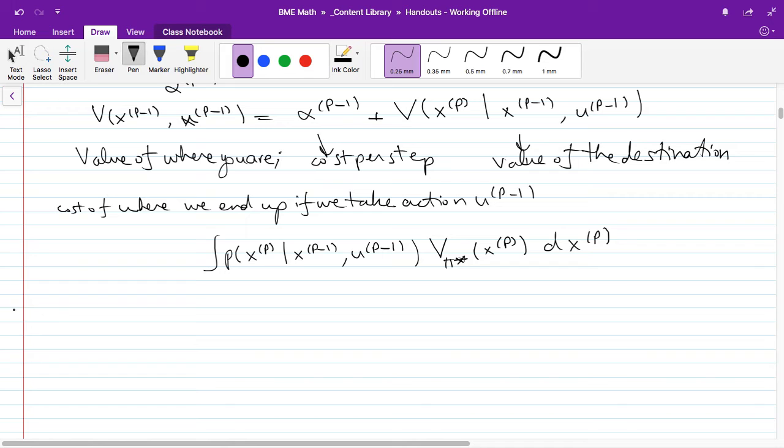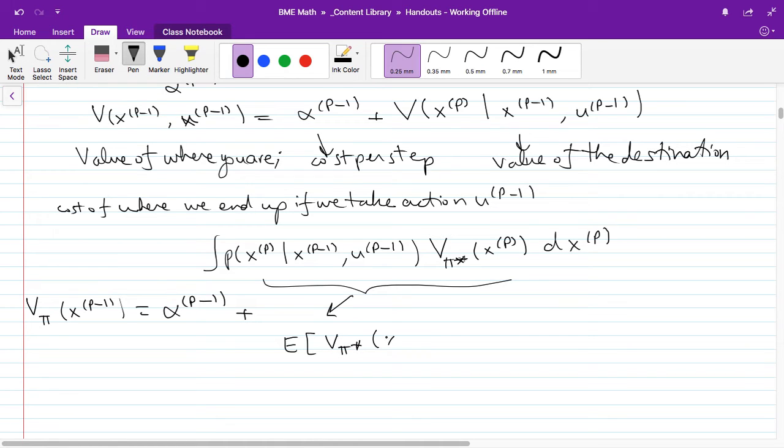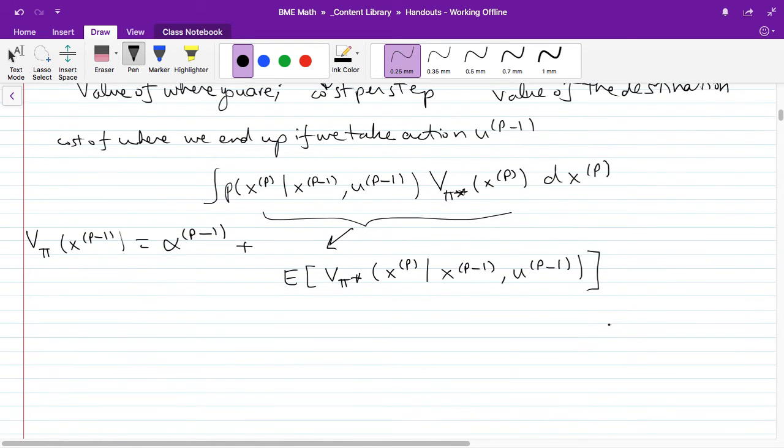And so my value of the state x of p minus 1 is my cost per step at that state plus this integral, which is the expected value under the optimum policy of the state that I end up at, given that I'm in state p minus 1 and have performed action u of p minus 1. So what this does, and I'll give you examples of this because it probably is a little vague right now. It's not clear what I'm talking about.